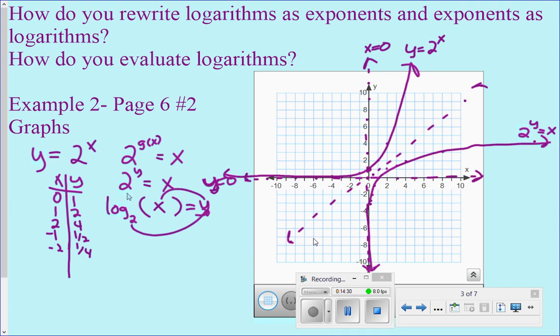That's the same as exponential form. So now we have log form, which we read as log base 2 of x equals y. Log base 2 of x equals y. So now we have log form.